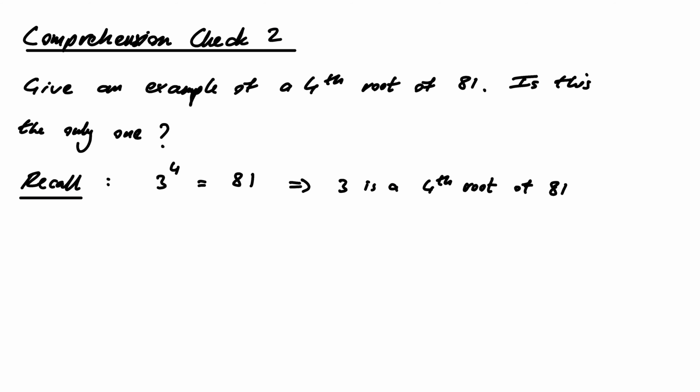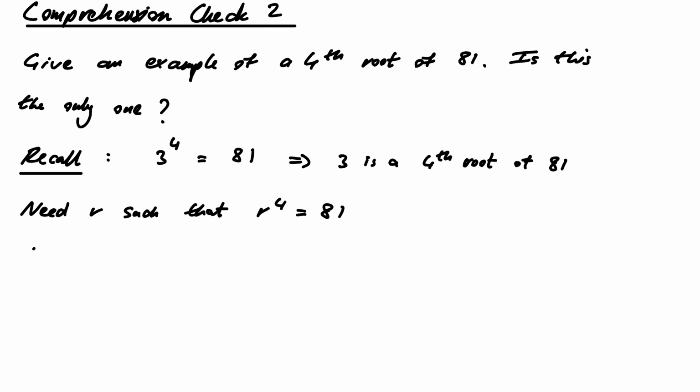Now, is it the only one? Remember what we're doing: we're looking for any other number r such that r to the power 4 is equal to 81. So 3 has worked. Does anything else work? Well, that 4 is pretty interesting. It's an even number. And if I take a negative and multiply it by itself an even number of times, that's going to give me a positive. For example, minus 1 squared is 1. Minus 1 to the power 4 is 1. Minus 1 to the power 6 is 1. So it turns out there is another fourth root.